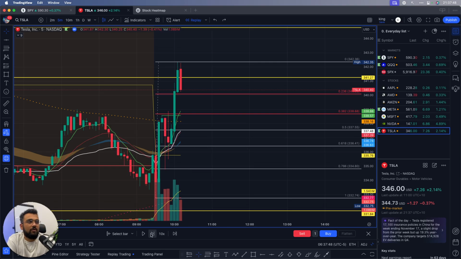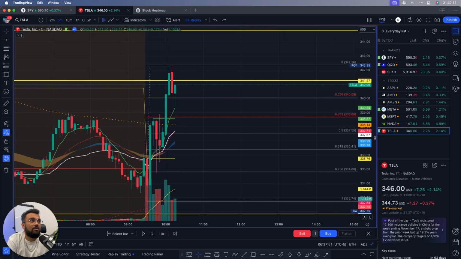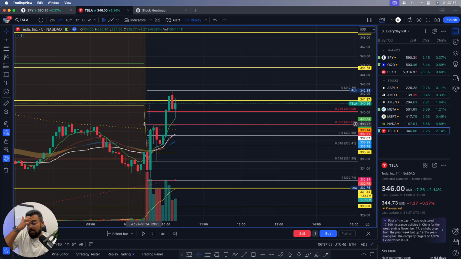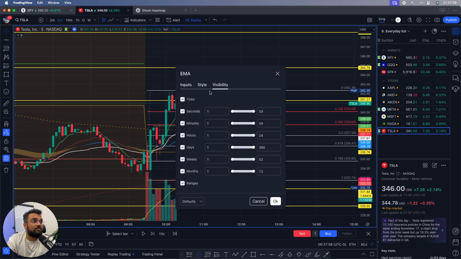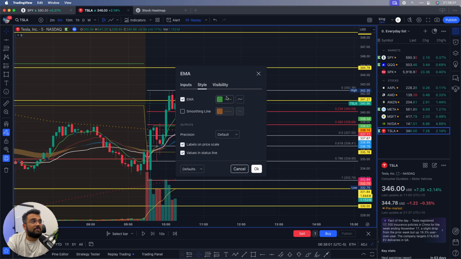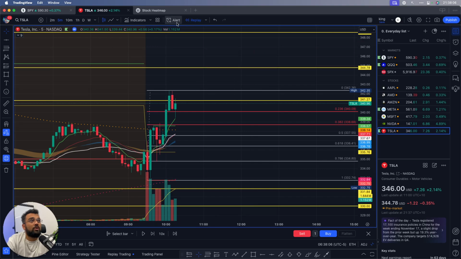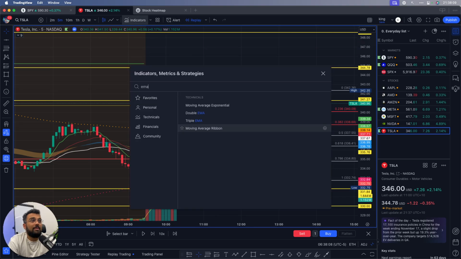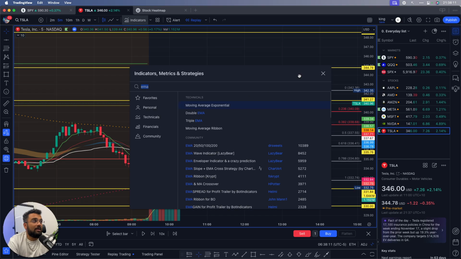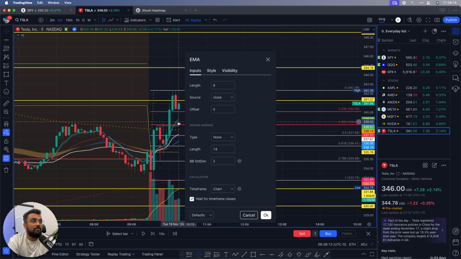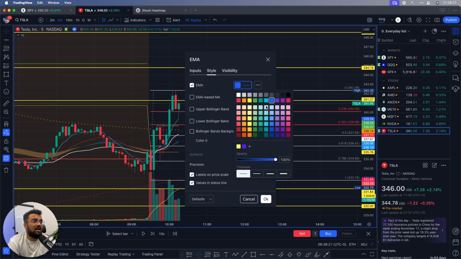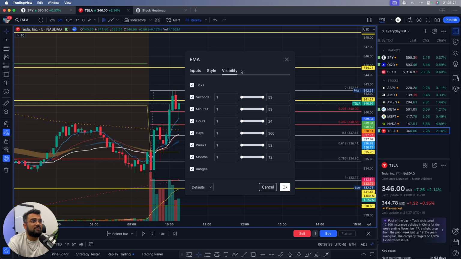Now I'm waiting for Tesla. Tesla pulled back a little bit more. What I'm seeing here is Tesla has the 8 exponential moving average. This is the 8 exponential moving average. To set it up, you go to your indicators right here, type EMA, and click this EMA. The moment you click, this blue line will be on your charts. Then you change the settings to 8. Don't touch anything else. Change the style or the visibility if you want.